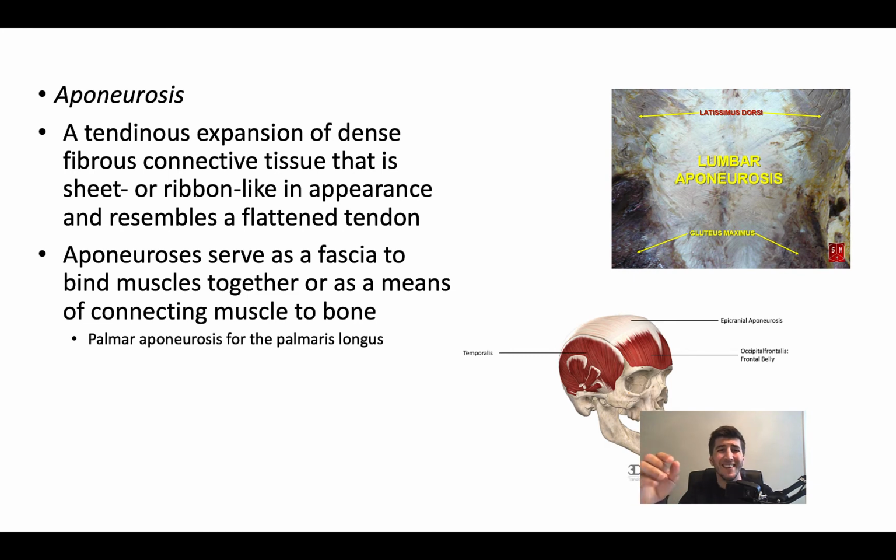Aponeurosis, this is a tendinous expansion of dense fibrous connective tissue that looks like a sheet. One great example is the lumbar aponeurosis. So you can imagine someone's back. This is their spine right along here. Glutes on either side, and it's the point where the lats are coming into the spine and the glutes are coming into the spine. You also have aponeurosis on the top of your head, in your skeletal cranial muscles.